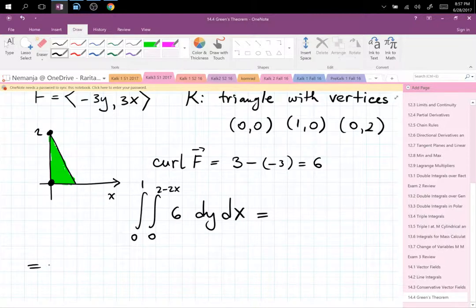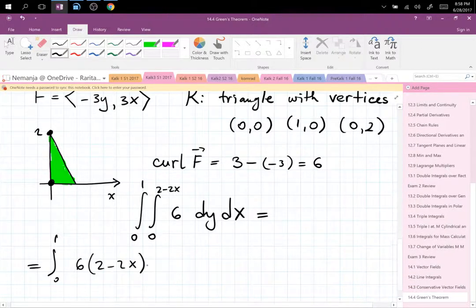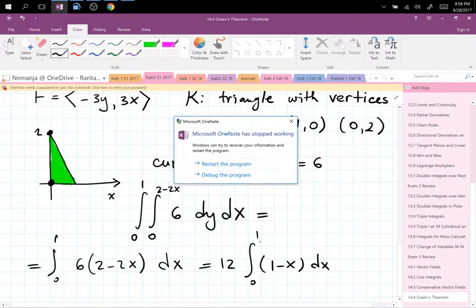What was I doing? Oh yeah, the integral. So we have a 6y, so that's going to be 6 times 2 minus 2x, and then who cares about the 0? Which is, we can kick out 12 in front of the integral and integrate 1 minus x, dx, from 0 to 1.